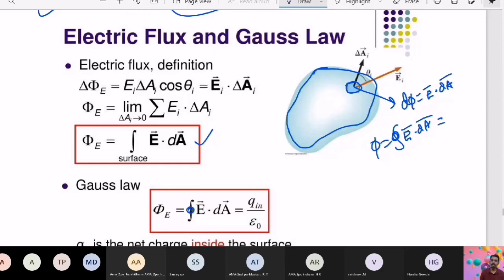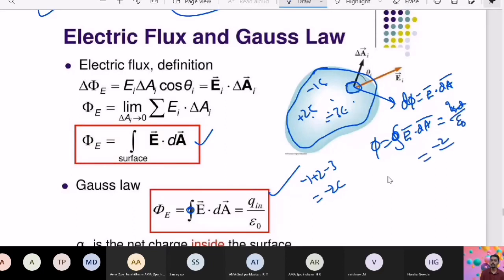So for this closed surface, what he said is that you don't have to integrate anything. You have to look directly at what charge is inside. Suppose minus 1 coulomb, plus 2 coulomb, minus 3 coulomb is there. What is the total charge now? Minus 1 plus 2 minus 3 equals minus 2 coulomb. So the flux will become Q net by epsilon naught, meaning minus 2 by epsilon naught. This is the flux he said.